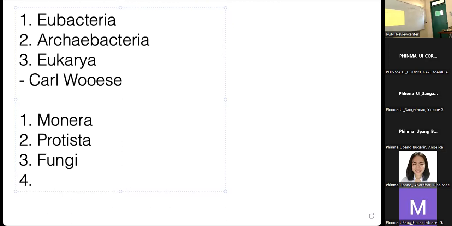In summary, your monerans are the prokaryotes, your archaebacteria and your eubacteria. Your protista are the unicellular, parasitic or free-living eukaryotes, okay? And then fungi are unicellular or multicellular eukaryotes, okay? They have the property called dimorphic property. They can have a mold form or a yeast form.